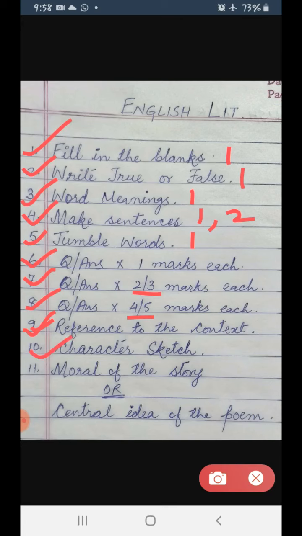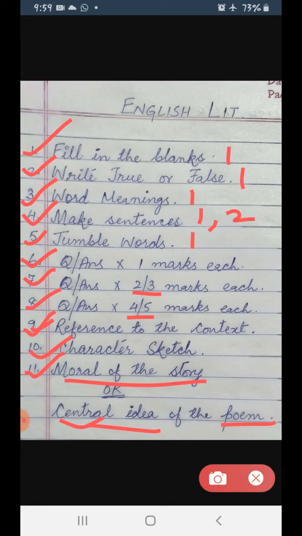I hope you all know what a character sketch is. Here you have to write about the nature and behavior of that particular character which I am going to ask you in the exam. And then the next is the moral of the story or central idea of the poem. If I ask you from prose, it will be the moral of the story, and if I ask you anything from a poem, it will be the central idea. Clear? This moral of the story may carry something like 3 to 5 marks, 3 or 4 or 5 marks. Fine? Clear to everyone?